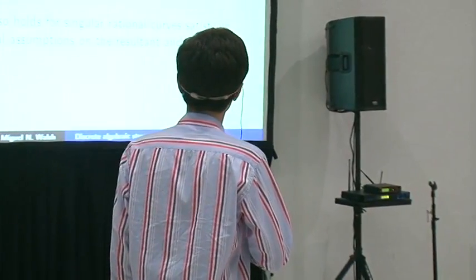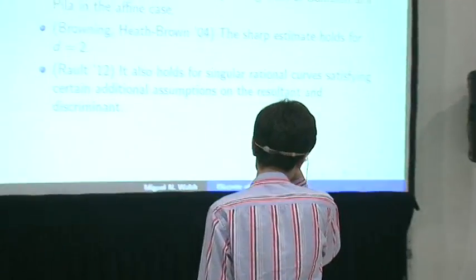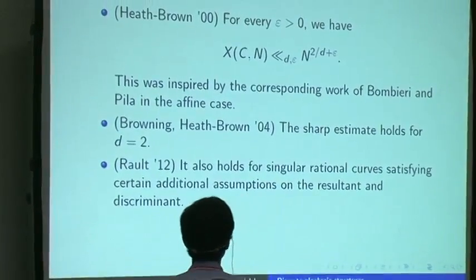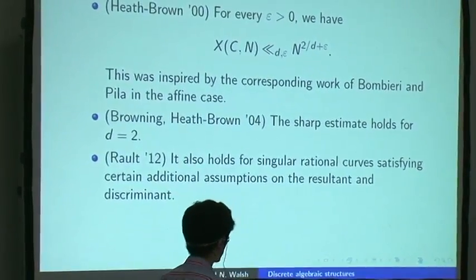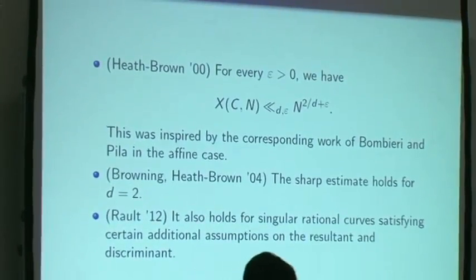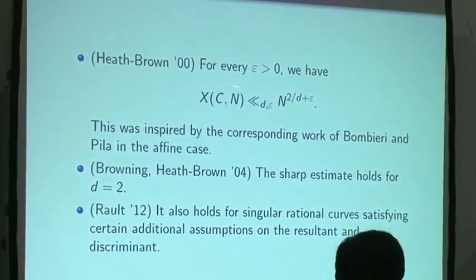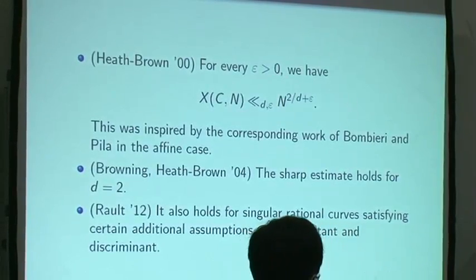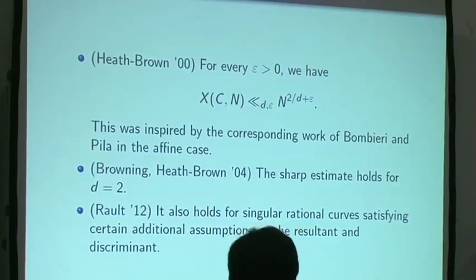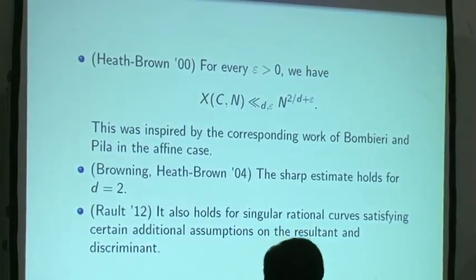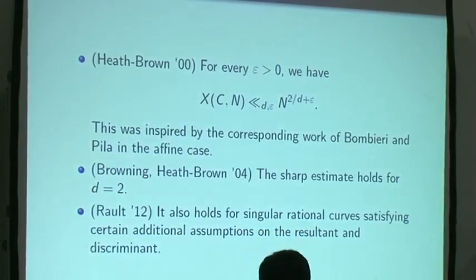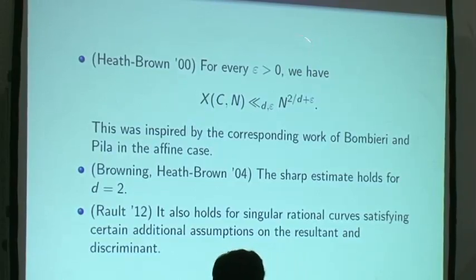And let me tell you some well-known results in this direction. The result of Heath-Brown from 2000 is very well known. He gives you a very strong bound that is very close to optimal. It tells you that for every epsilon greater than 0, this quantity is bounded by n to the 2 over d plus epsilon. And this was inspired by the work of Bombieri and Pila in the affine case. Of course, this is a very good result.